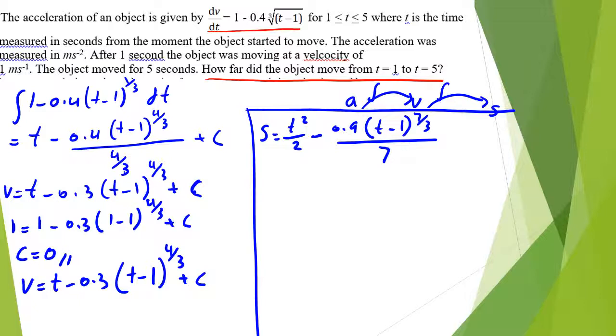This time I'm not gonna put plus c because I have a definite integration. I want the distance between 1 and 5, so it's 1 to 5. Substitute, so you substitute the 5 first, then minus, substitute the 1, get the answer. The final answer is 8.73 meter.